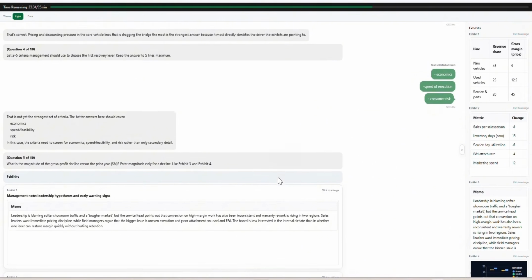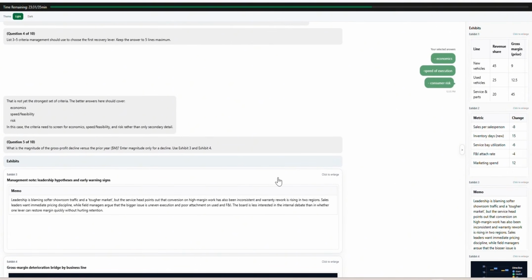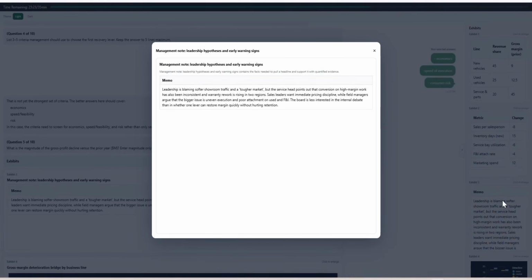Question 5. Now, for question 5, we unlock Exhibit 3, which includes a management note on the leadership crisis in the business. It reinforces that different people internally are blaming different things, like softer showroom traffic, a tougher market, uneven execution, warranty rework, and a weaker attach and used F&I. Let's understand that context really well, and then get to question 5.